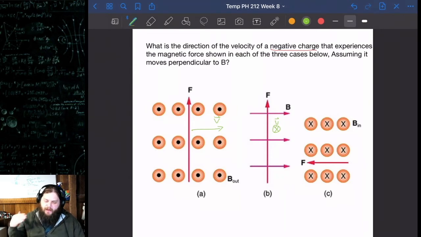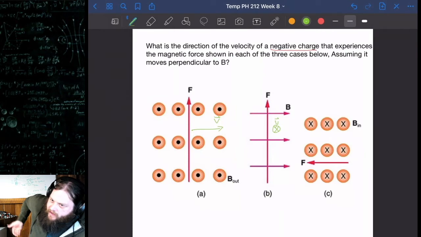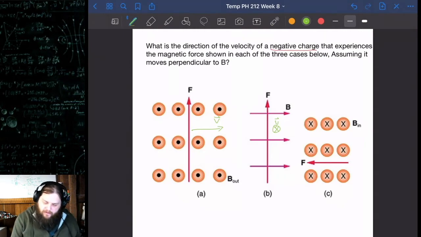Finally here, we have, again, the force vector going this direction, or my left. Flip it around so it's pointing to my right because it's a negative charge. And we've got to make sure the fingers can go out of the page. So I actually have to flip my hand this way, and we can see the velocity vector can be pointing down when I straighten my fingers out. So the velocity in this one is downwards.